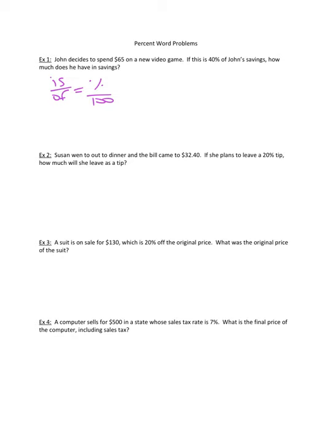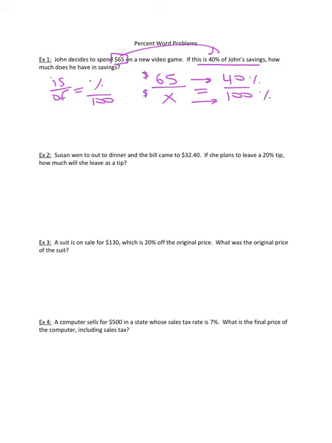In number 1, it says John decides to spend $65 on a new video game. If this is 40% of John's savings, how much does he have in savings? So the $65 is 40% of John's savings. So 65 is the part out of his total savings, x, and it tells you this is 40%. These line up with each other because they're both the part. And then 100% is the whole, and we don't know what whole he has in dollars. So these are in dollars, part and whole, and this is in percent, part and whole.